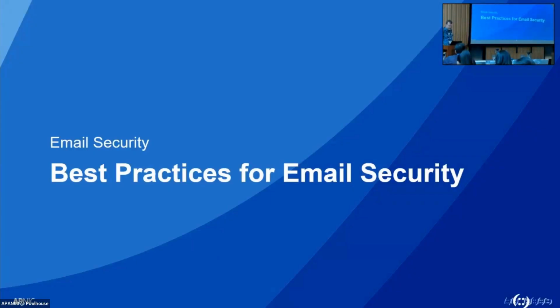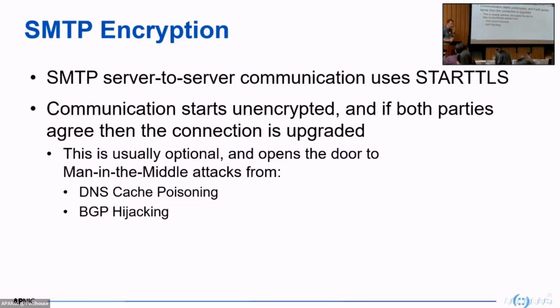Okay, so best practices for email security. Now, this is, again, email server-side security. So SMTP servers, these are the server-to-server communication that we're having from one email server to another. They should be using STARTTLS. This is basically where the communication starts unencrypted, plain text. It sends the STARTTLS, and it negotiates to move up to an encrypted email connection. Communication starts unencrypted, yeah. If both parties agree, then it's upgraded.